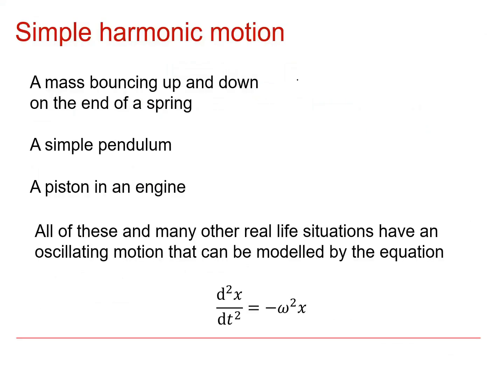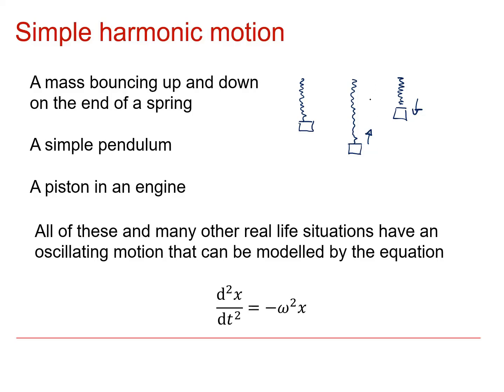Simple harmonic motion occurs in a number of places. You might see it with a mass bouncing up and down on the end of a spring. If you imagine you've got a spring with a mass hanging on the end of it, if you pull that mass downwards and let it go, then the mass will bounce back up until it's above where it started, and then it will start to fall back down again. And this up and down oscillating motion is an example of simple harmonic motion.